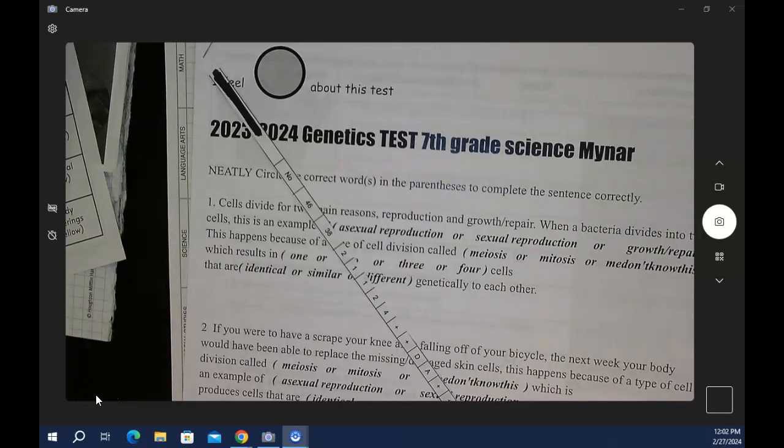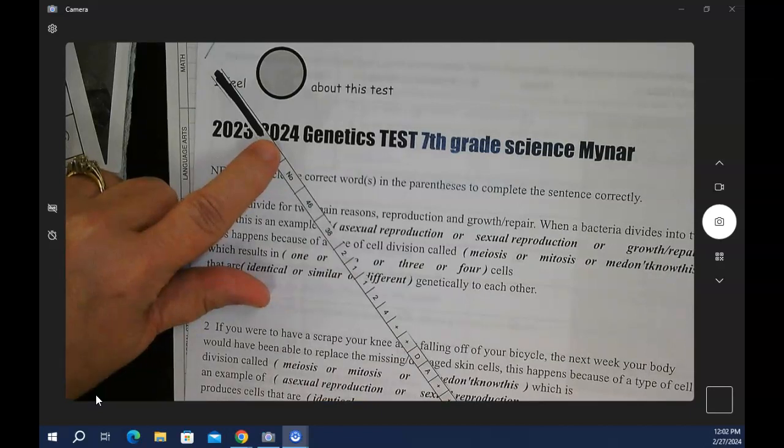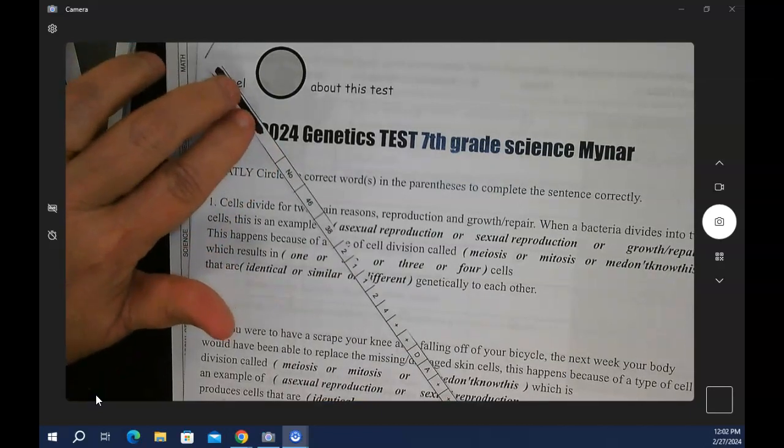Okay, so we're going to go over your genetics test, but because you took it online without a paper copy, we're going to actually use the blank paper copy of the test so that you will have something to help you study for your semester exam, which will include all of this information and everything we studied for the end of the year. You should have a slip of paper at the front, and it has your name here.